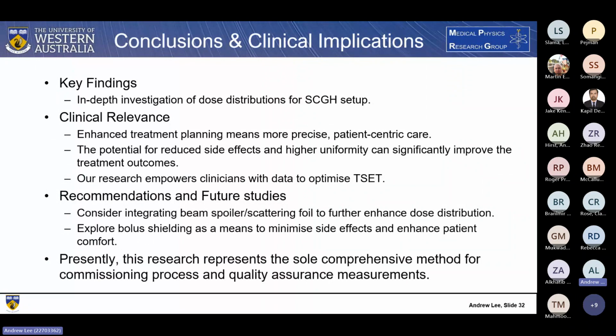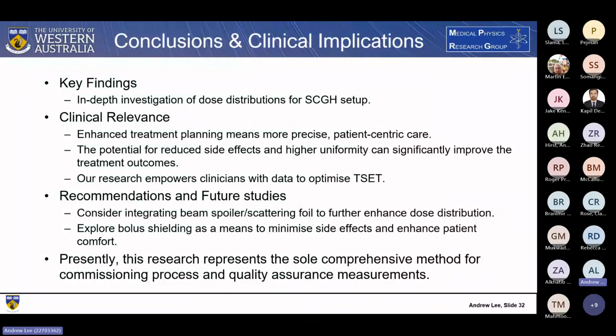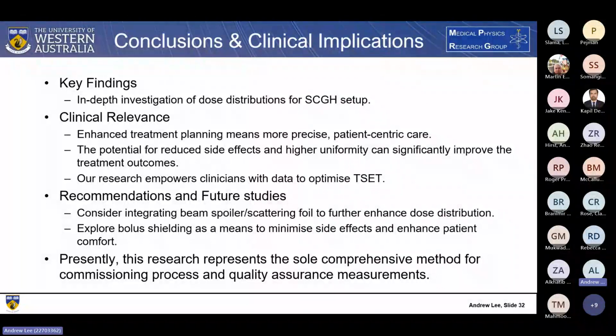Presently, this research represents the sole comprehensive method for commissioning process in terms of getting actual measurements across the whole body without in vivo dosimetry. And so thus, this is quite an important step. So this can lead to, in the future, of course, studies where we can actually make patient-specific phantoms in reasonable time, considering advancements in 3D printing. But for now, this is the best way we can do it, as opposed to Monte Carlo, which is still being developed at the moment, or anthropomorphic phantoms, of course, which are quite limited.